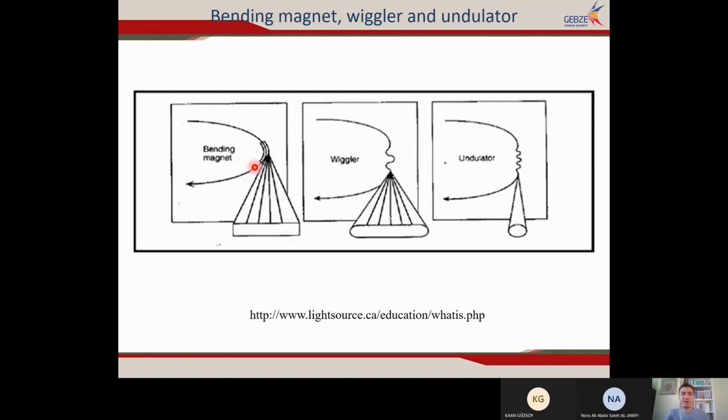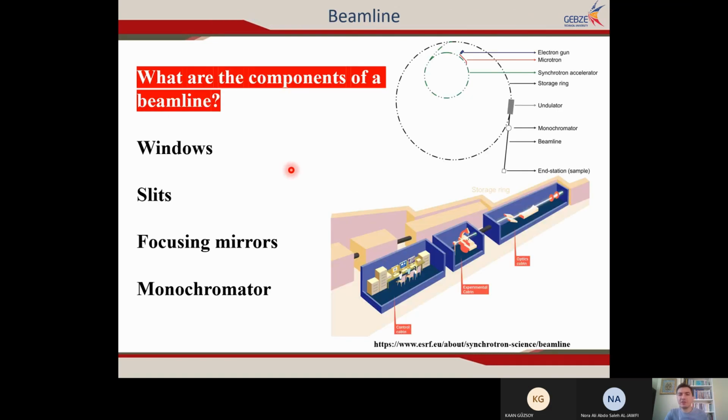Of course, depending on your application, depending on your needs, even bending magnets are very useful. Wiggler beamlines, undulator-based beamlines, so you can use any of them. And in modern synchrotron light sources, you can find beamlines with these different insertion devices and bending magnets. So now let me continue with the beamline.